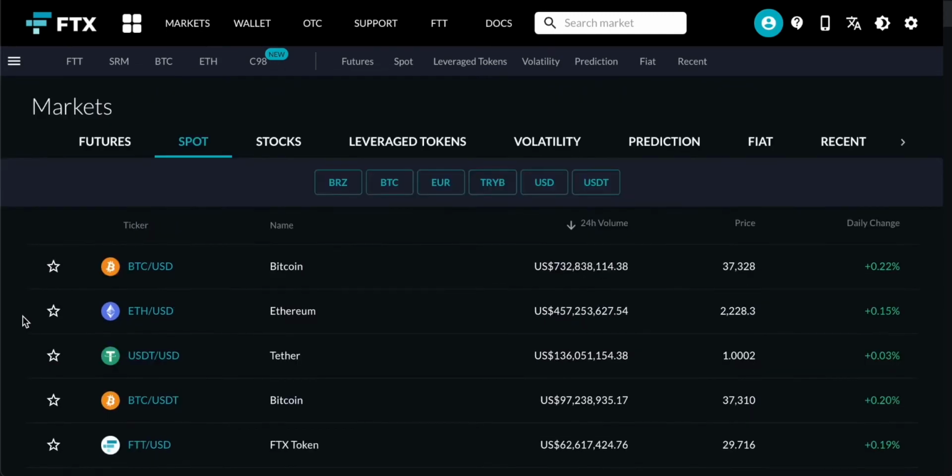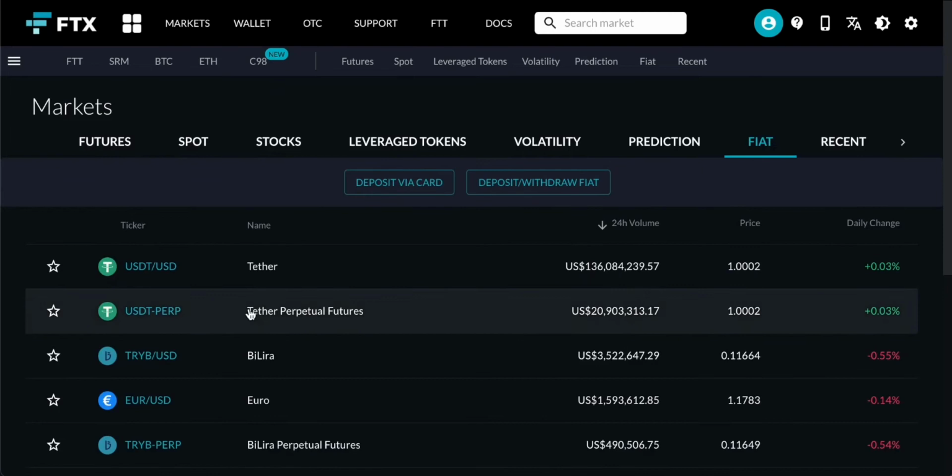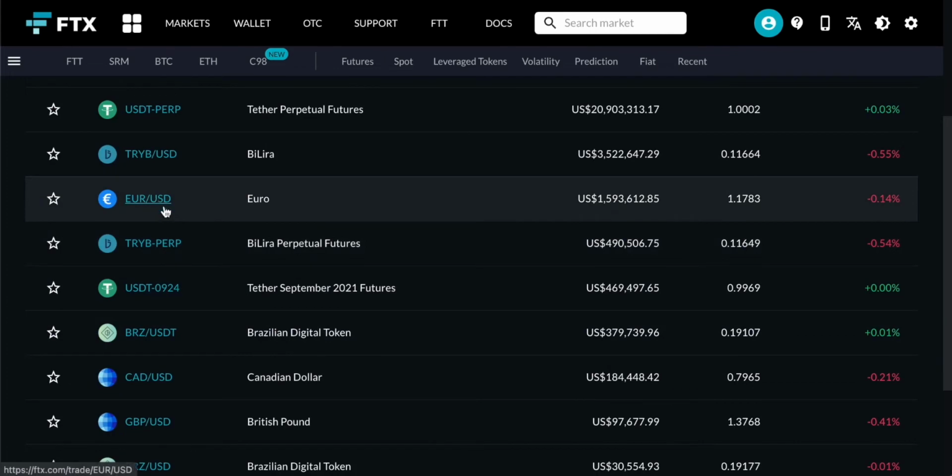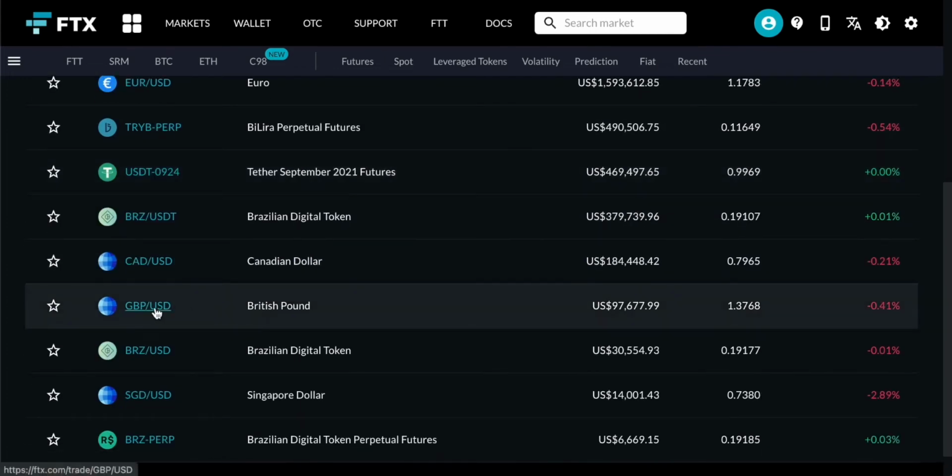There are also foreign exchange markets on FTX though. We can come over to fiat right here, and then you have a lot of very simple fiat exchange markets. So if you want to transfer USD to euros or GBP to USD, you can do that.